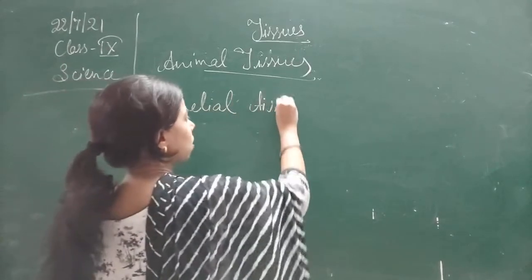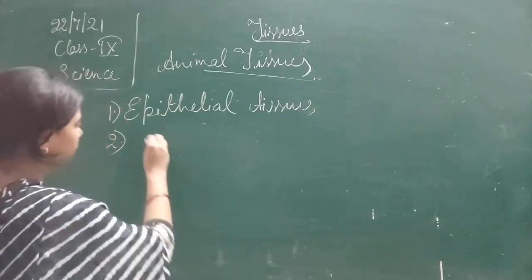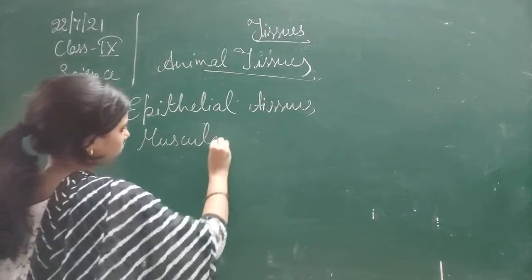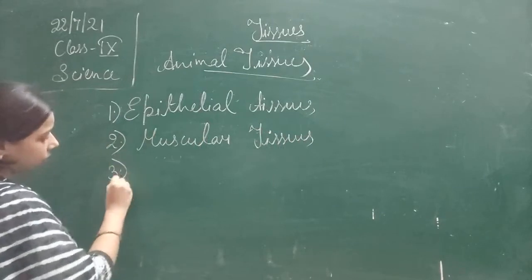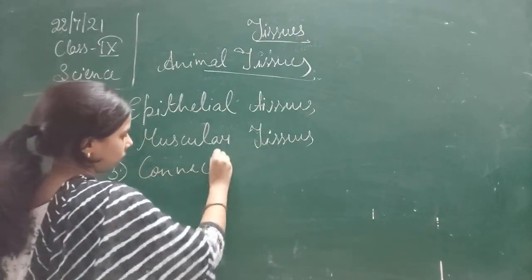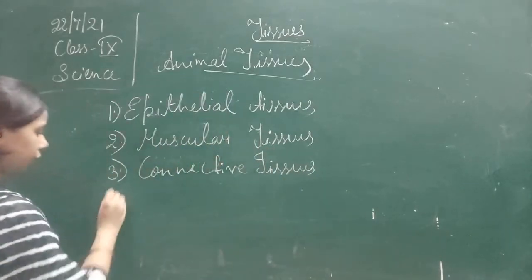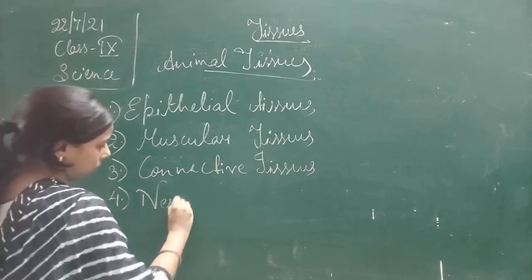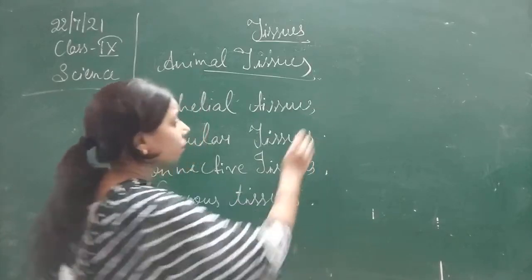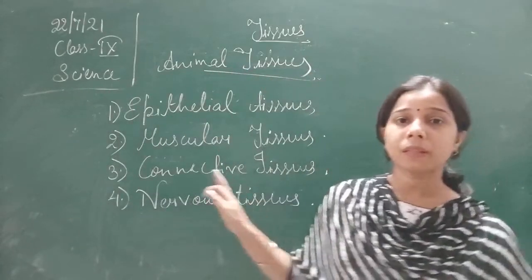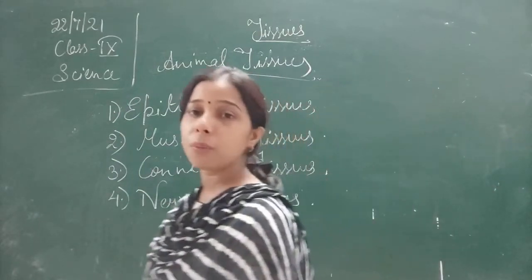Epithelial tissues. The second one is the muscular tissue. The third one is the connective tissues. And finally, fourth one is the nervous tissue. Okay, so epithelial tissue, muscular tissue, connective tissue and nervous tissue, these all are different types of animal tissue.